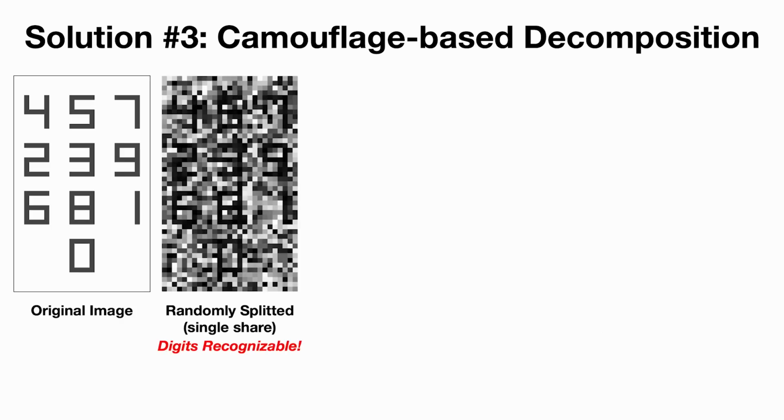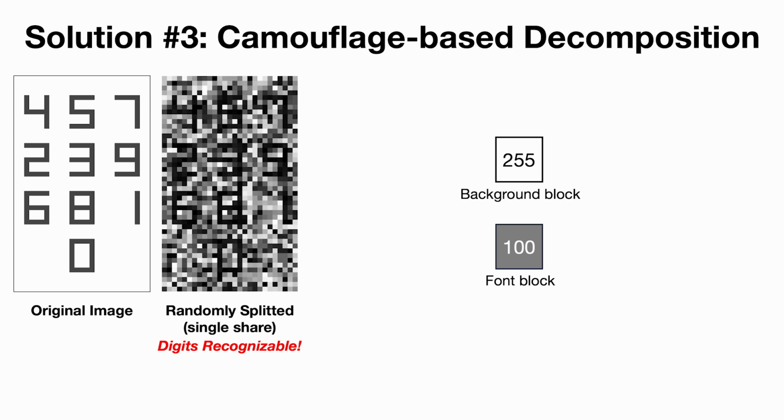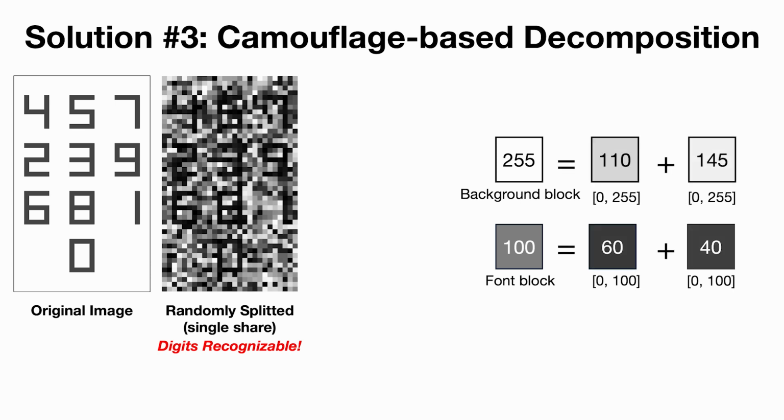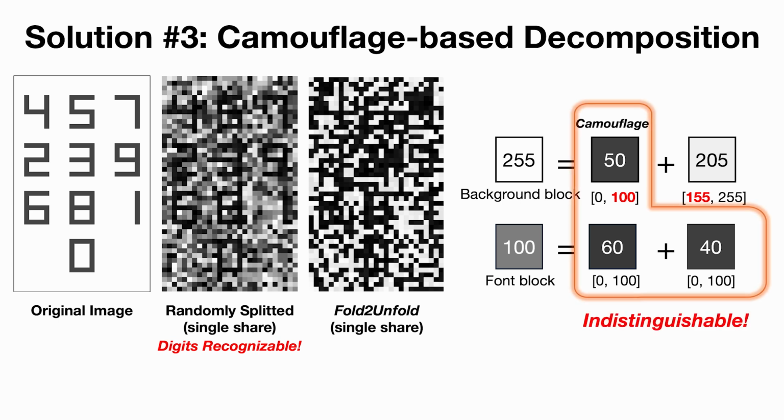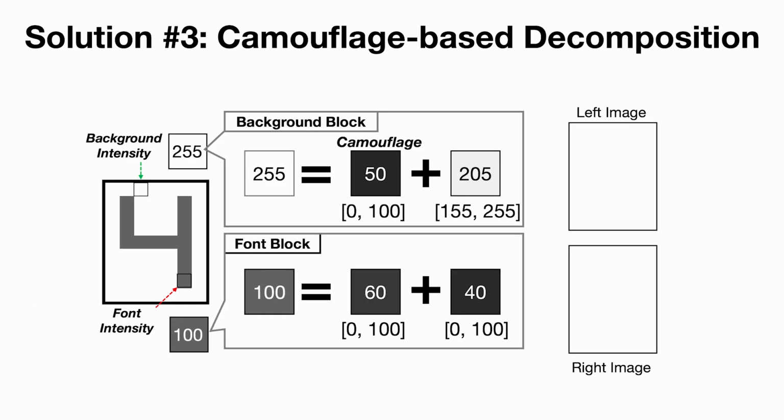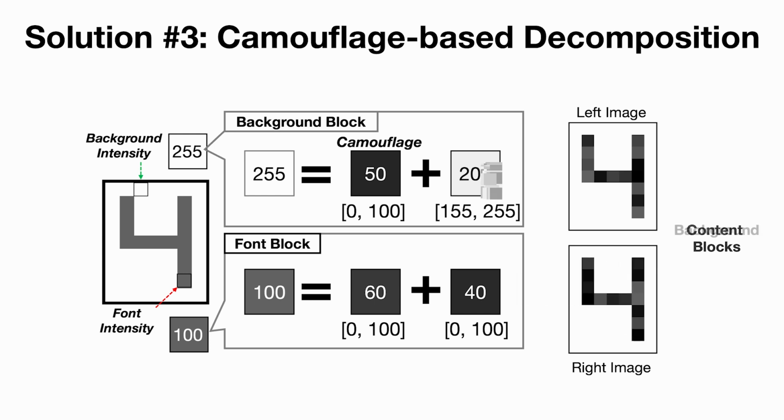If we split randomly, some digits are still recognizable. This is because background blocks are brighter than font blocks, so their splits also tend to be brighter, leaving residual contrast. In a decomposed Fold2Unfold share, the digits are difficult to recognize. Fold2Unfold samples one of the background blocks as if it were a font block. We call these camouflage blocks, which are indistinguishable from font blocks. Using the digit 4 as an example, let's see how this affects visibility.